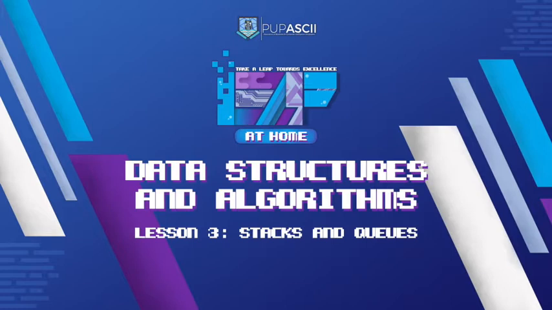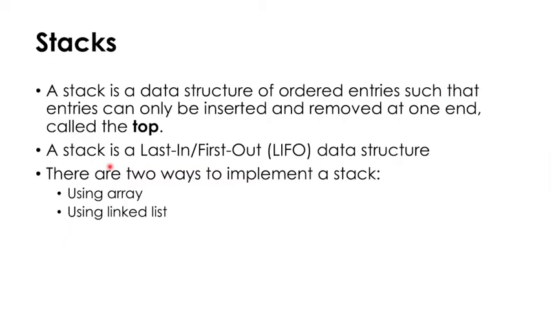So for our next lesson, we will be discussing stacks and queues. Let's begin. A stack is a data structure of ordered entries such that entries can only be inserted and removed at one end, which is called the top. A stack is a last in, first out data structure, and there are two ways to implement a stack: using an array or a linked list.